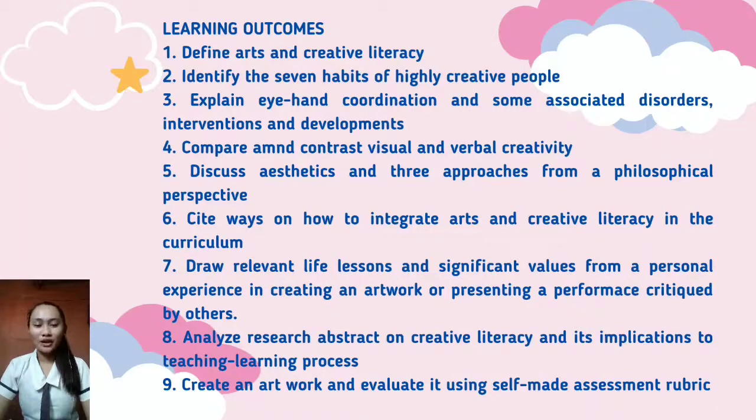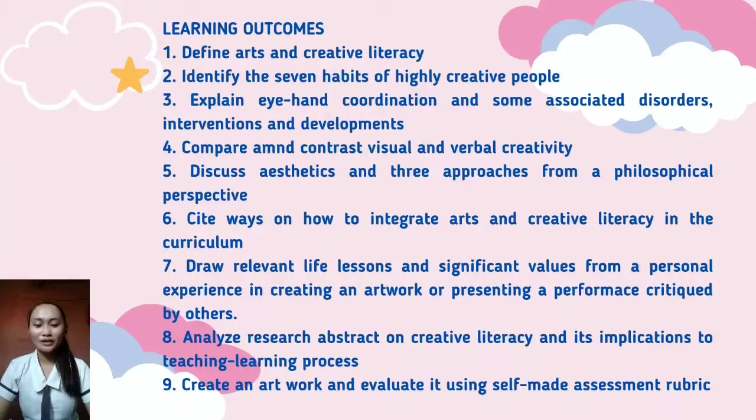Module 11, Arts and Creative Literacy. Learning Outcomes. 1. Define arts and creative literacy. 2. Identify the 7 habits of highly creative people. 3. Explain eye-hand coordination and some associated disorders, interventions, and developments.